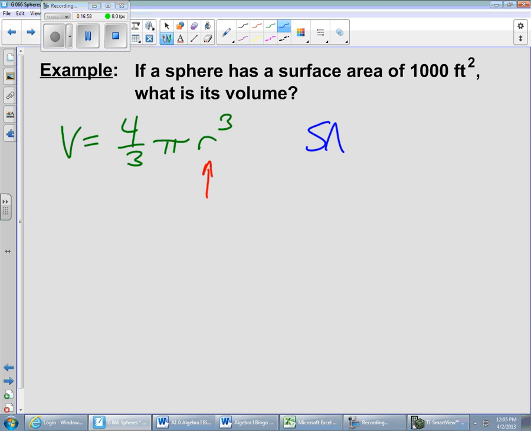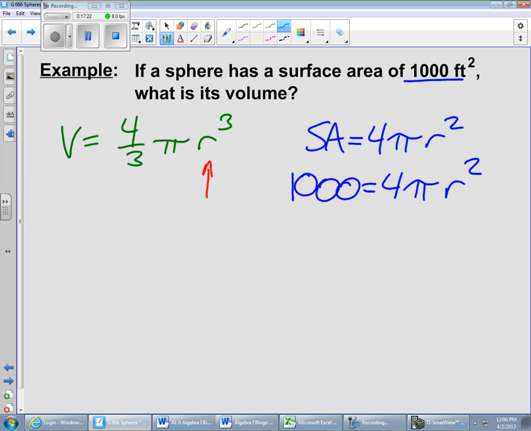So we go, okay, what do we know about surface area? Well, we go to our formula chart. Surface area for a sphere is 4 pi r squared. Once again, it wants the radius in order to calculate the surface area, but we are not calculating the surface area. Surface area was already provided for us. So we're going to use what they provided us, 1,000 equals 4 pi r squared.